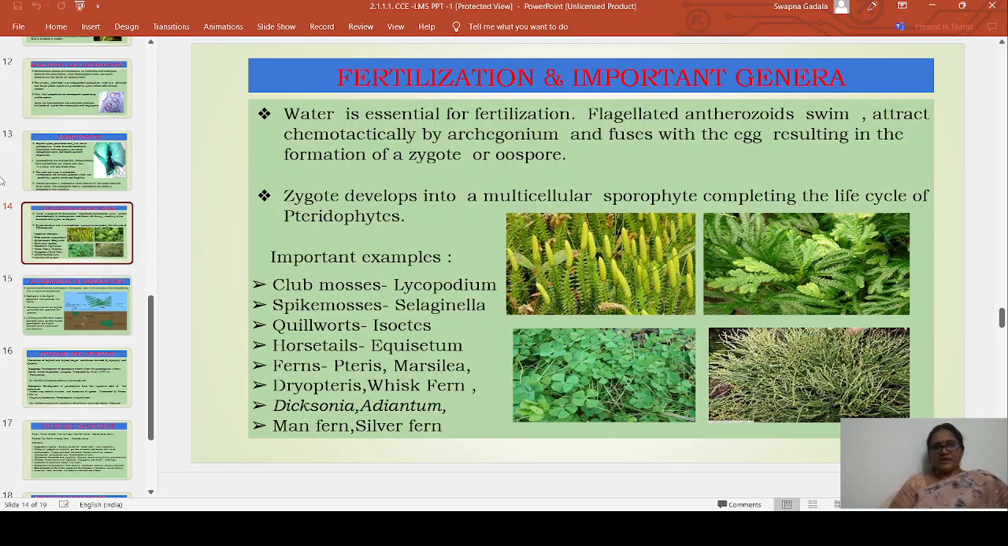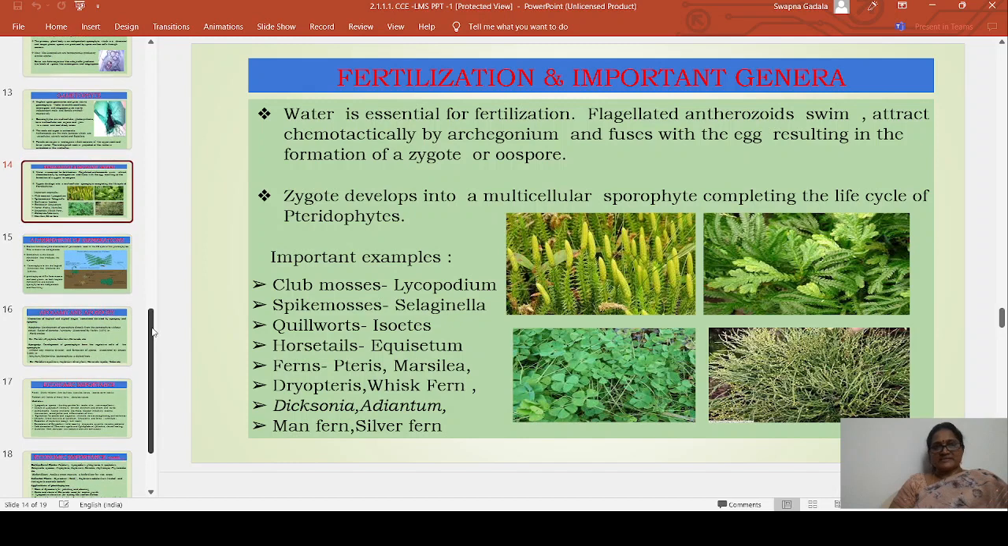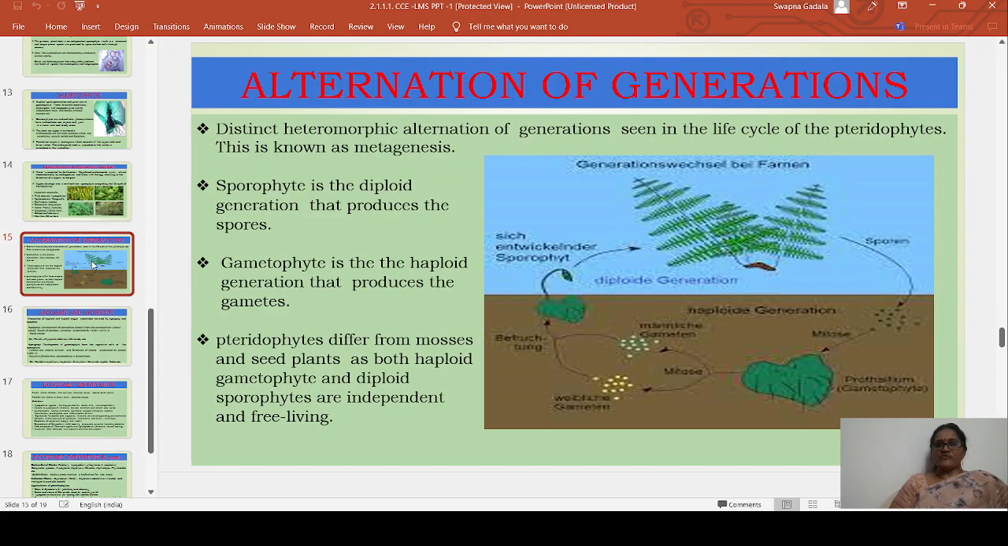These are some of the examples of pteridophytic plants you can see in the slide. Lycopodium, common name club moss. Selaginella, a spike moss. Isoetes, quillworts. And Equisetum, commonly known as horsetails. And some of the ferns like Dryopteris, Marsilea, whisk fern, Dicksonia, Adiantum, moon fern, silver fern. These are all examples of pteridophytic plants.